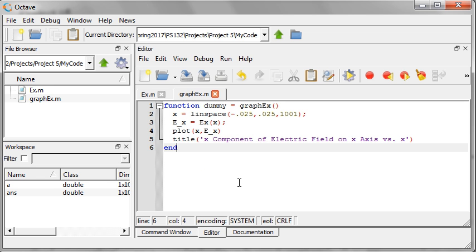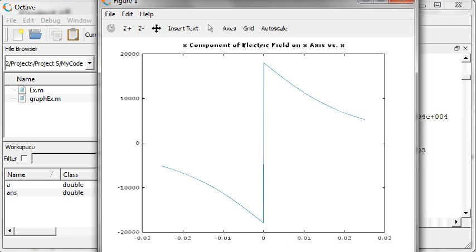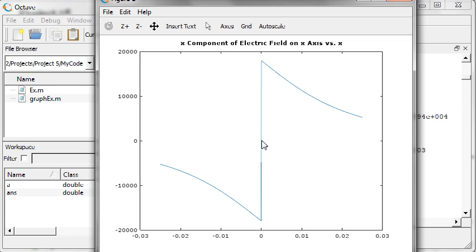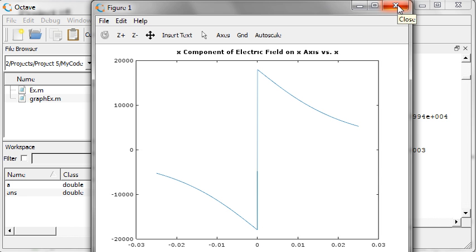1,000 points in there, graph EX instead of 1001. So Control S, command window, run it again, and there it is. The thing is, at 0, right at the center, you've got the same distribution of positive charge above you as you have below you, so the electric field actually is 0 at that point, so this includes that point in the graph, and then it jumps on either side of that exact x equals 0 position, one way or the other.